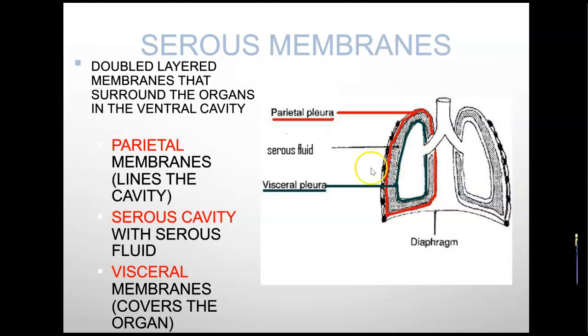So the lungs will be surrounded by 3 of these structures: the parietal membrane, the serous cavity, and the visceral membrane. The heart will also be surrounded by these 3, and then the abdominal organs will be surrounded by these 3. Depending on if these membranes are covering the lungs, the heart, or the digestive organs, determines what the word is that we would use with the parietal and the visceral.